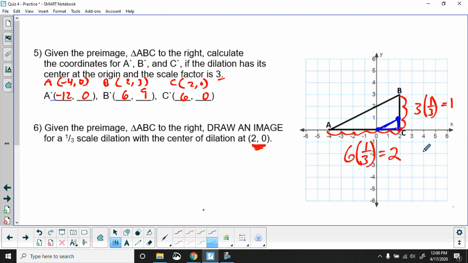And it makes sense. 1/3 is less than 1, so it did shrink. And if you remember, since these two sides go through the point, they stay put. But this side did not go through the point, and it moved. And remember, those lines are parallel to each other.